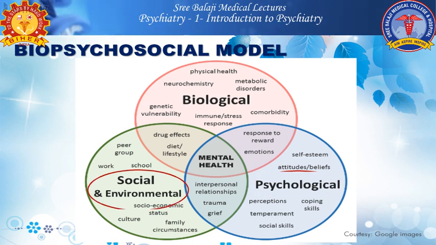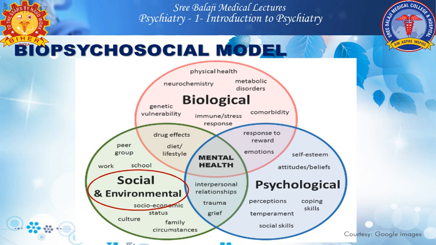When we look at the social and environmental factors, we have to see the socio-economic status, the financial status, if there's any presence of debts, family circumstances, culture, his peer group, that is the people he moves along with, his school life, his work life, if he's employed or unemployed, and his work-life balance.